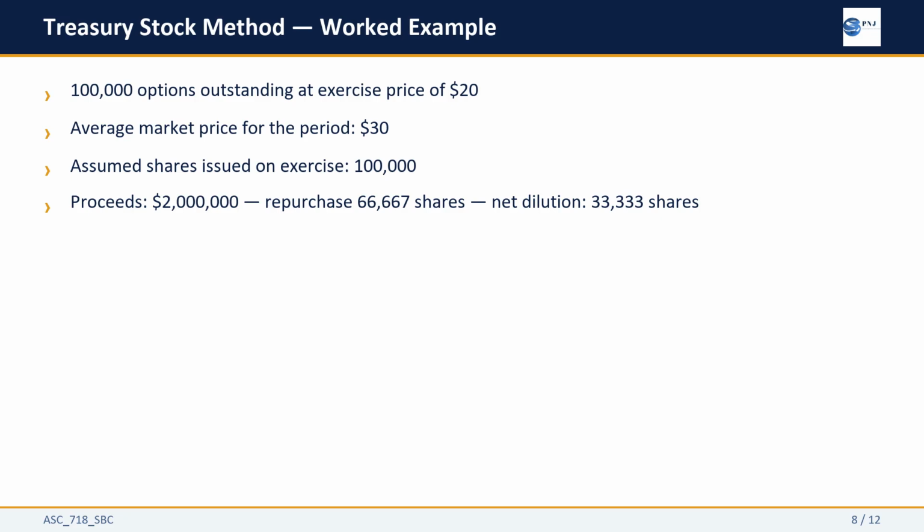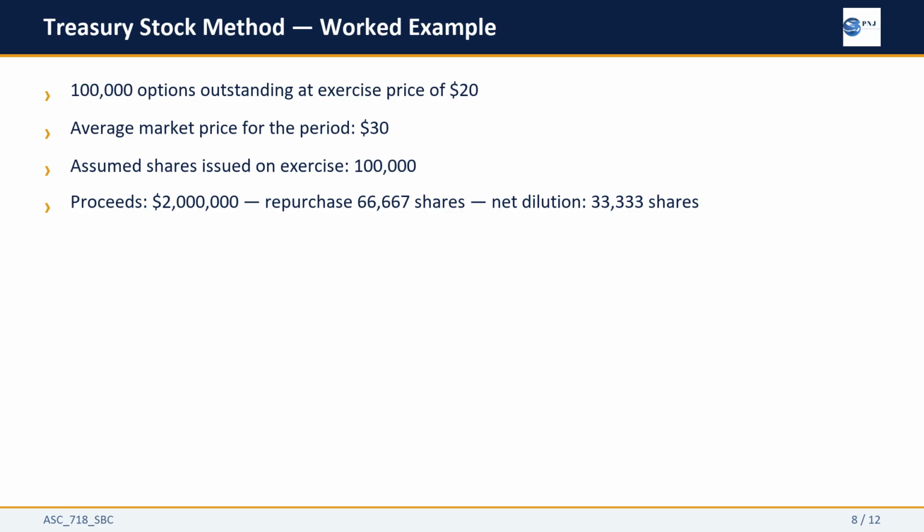66,667 shares. The net dilutive effect is 100,000 shares issued minus 66,667 repurchased. A net addition of 33,333 shares to the diluted EPS denominator. The intuition is that the higher the exercise price relative to the market price, the more shares can be repurchased, and the smaller the dilutive effect.